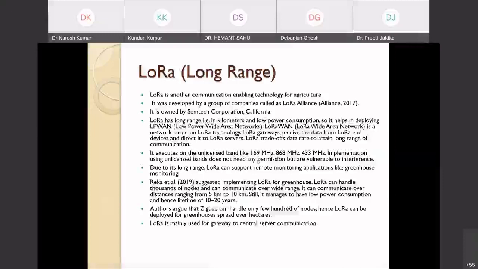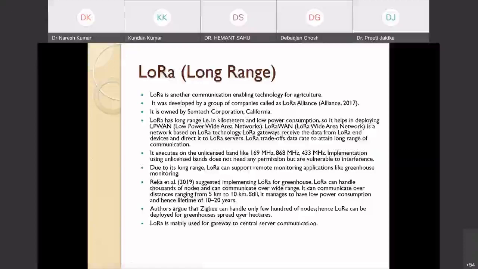Due to its long range, LoRa can support remote monitoring applications like greenhouse monitoring, if we are monitoring remotely. Some researchers, like Reka et al., suggested implementing LoRa for greenhouses. LoRa can handle thousands of nodes and can communicate over a wide range. If we argue that Zigbee can handle only a few hundred nodes, LoRa can also be deployed for greenhouses spread over hectares.